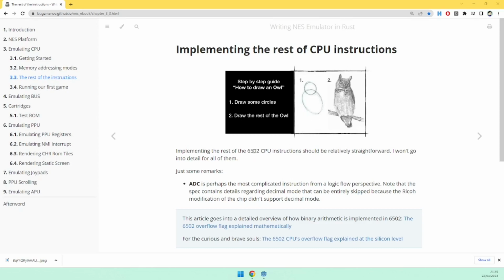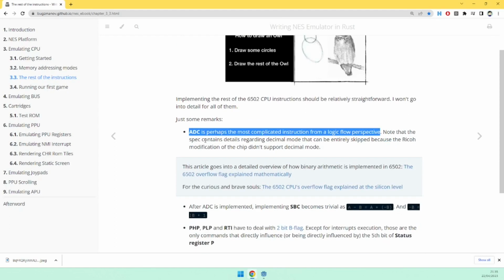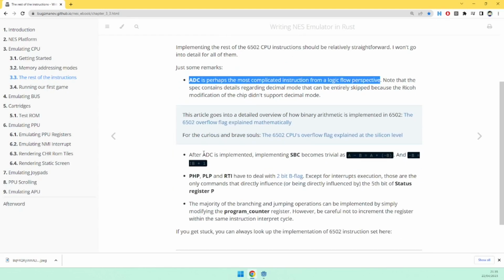Implementing the rest of the 6502 CPU instructions should be relatively straightforward. I won't go into detail for all of them, just some remarks. ADC is perhaps the most complicated instruction from a logic perspective. Note that the spec contains details regarding decimal mode that can be entirely skipped because the Ricoh modification of the chip didn't support decimal mode. After ADC is implemented, implementing SBC becomes trivial, as A minus B equals A plus minus B, and minus B equals not B plus 1.